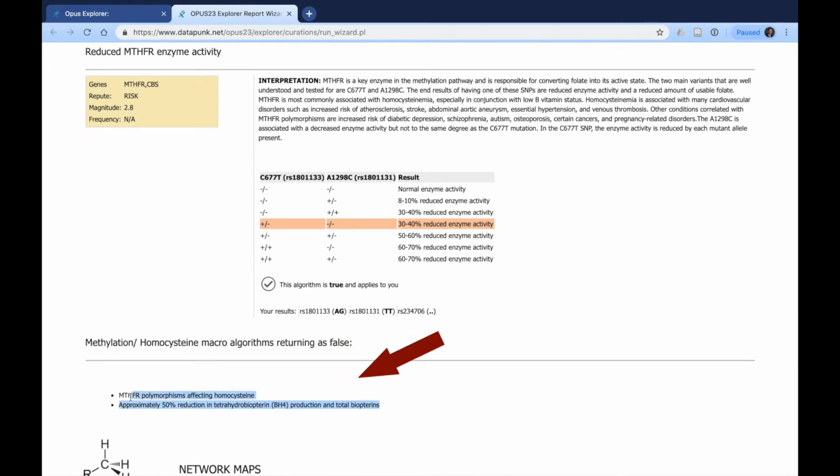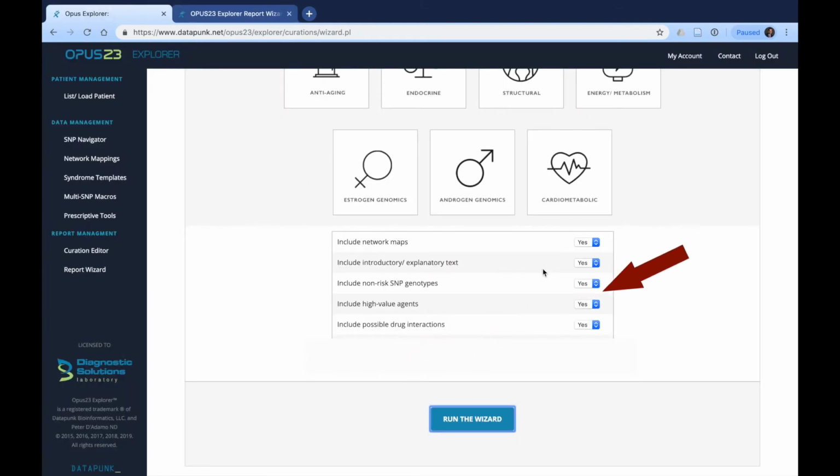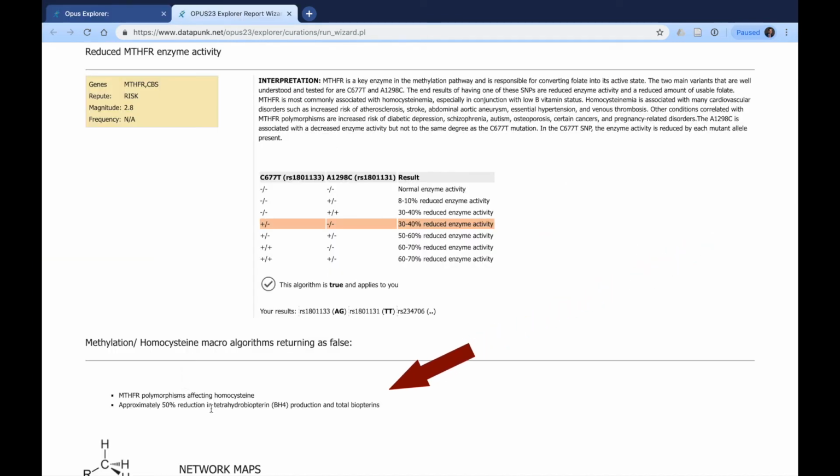But these are the ones that are actually false. So the patient does not have polymorphism affecting homocysteine, and they do not have a 50% reduction in biopterin production. So these are some SNPs that you can decide not to include, and some of this might be confusing for some patients. So this is something that you can adjust on the wizard, and you would say include non-risk SNPs, and then you would just click no, and this would not show up in the report. Completely up to the practitioner.